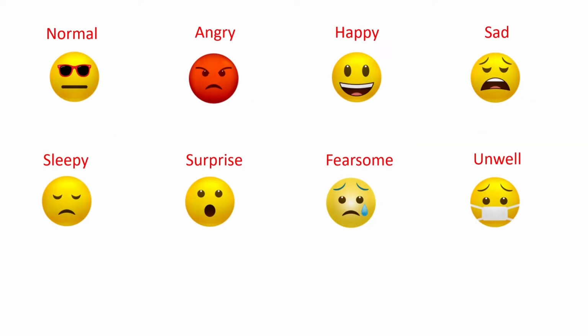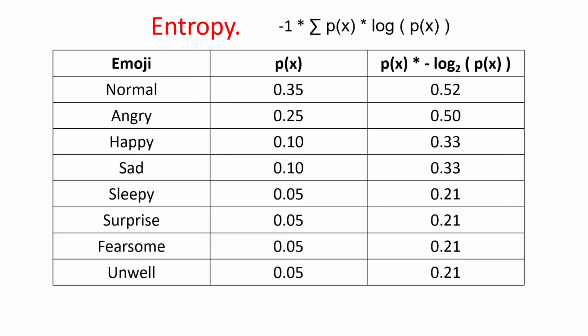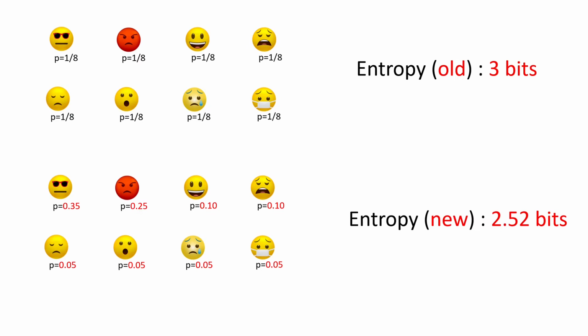Now let's change some of the probabilities. Let's say we have 35% chance of normal, 25% chance of angry, and so on for the rest of the emojis. Now let's calculate the entropy. We again use the formula and get 2.52 bits as the answer. So our entropy has reduced from 3 bits to 2.52 bits.